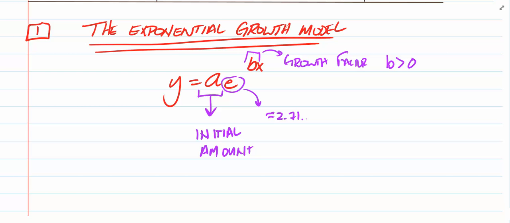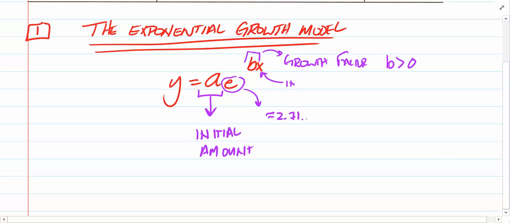A is our initial amount. E is this natural base that we've been working with. B is a growth factor if B is greater than 0. X and Y, the X part is our input. So we're going to input these. And then the Y part is our output. Okay, so we kind of have the basic set.